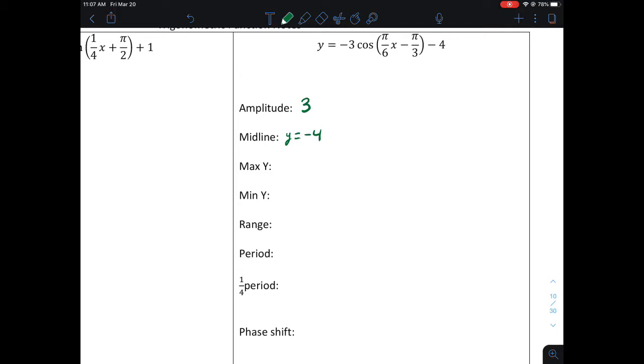My maximum y, remember to find the max y, you take your midline and you apply your amplitude to it by addition. So midline plus amplitude gives me -1. Now I want to find my minimum y, which would be midline minus amplitude, which gives me -7. So my range goes from minimum to maximum. So the smallest number is -7. The biggest y number that's going to be outputted is -1.